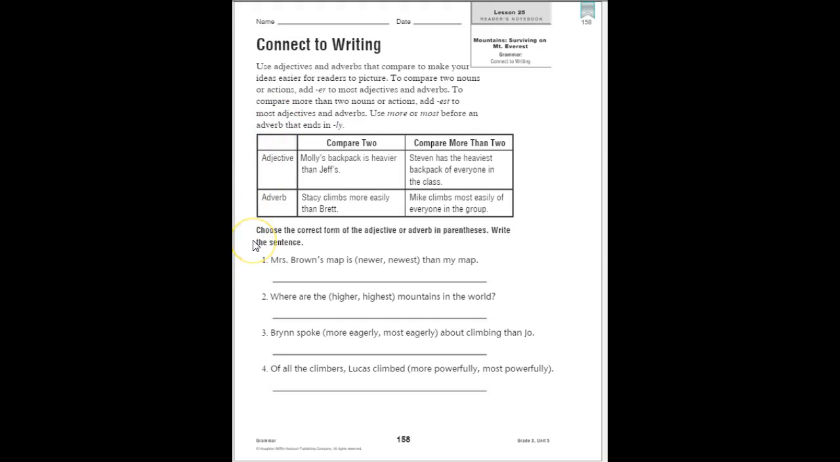You're going to choose the correct form of the adjective or adverb in parentheses and write the sentence. So Mrs. Brown's map is newer or newest than my map. Okay, we're comparing Mrs. Brown's map to mine. So this is adjectives. And we are only comparing two. So we need to add er. So Mrs. Brown's map is newer than my map. Okay? You can just circle it. You don't have to rewrite the sentence. But I really do want you to write, maybe you could write adjective or adverb on the line instead of rewriting the sentence. Okay? This is a great review. Do the rest of them on your own.